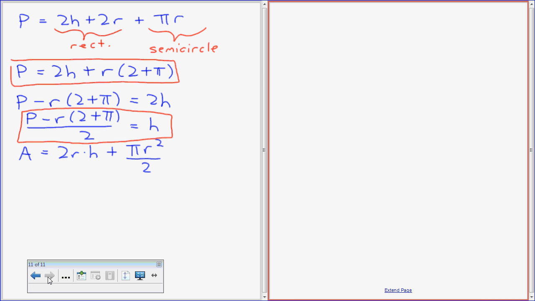So I'm going to say A equals 2R, oh boy, times P minus R times (2 plus pi) all over 2, plus pi r squared over 2. Now, can you see the reason that every calculus teacher throws this question on? Because it's messy. The only thing that would be different on your assignment is that I think I actually give you numbers, instead of leaving it as just P.